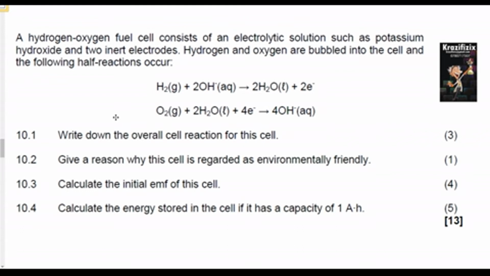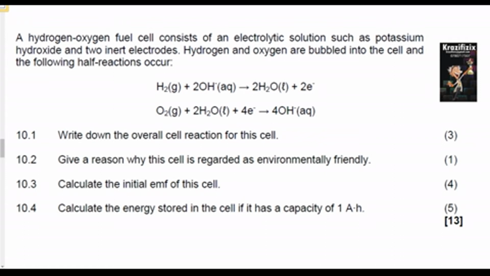All right, we've paused, answered. Let's mark. A hydrogen-oxygen fuel cell consists of an electrolytic solution such as potassium hydroxide and 2 inert electrodes. Hydrogen and oxygen are bubbled into the cell, and the following half reactions occur. Write down the overall reaction of the cell.